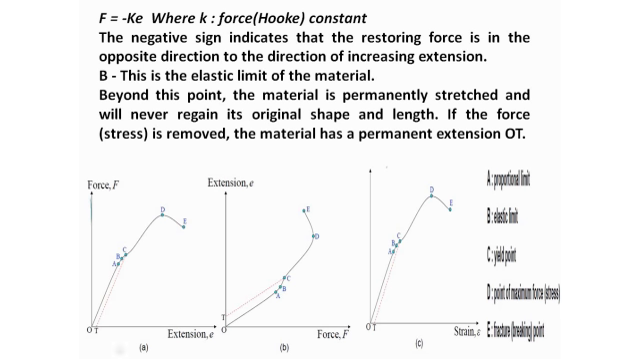Suppose that after crossing the point B, we leave the force at the point C. Then the material may come back, but it will have a different extension. Here it will come back to OT. If it comes back, you will have this one extension OT. This is nothing but hysteresis, right?